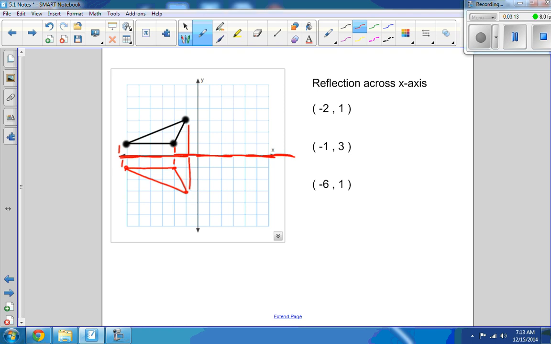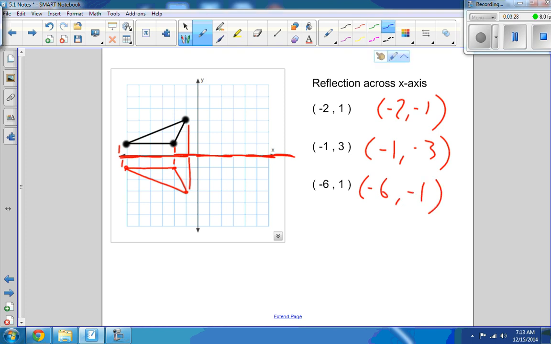So (negative 2, 1) became (negative 2, negative 1). (Negative 1, 3) became (negative 1, negative 3). And then (negative 6, negative 1). You'll notice when we reflect across the x-axis, the y changed from positive to negative. Again, A, B, C, A prime, B prime, C prime.